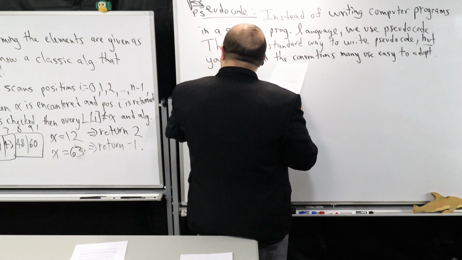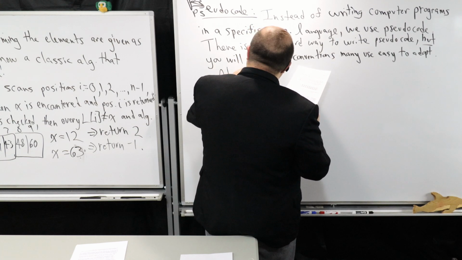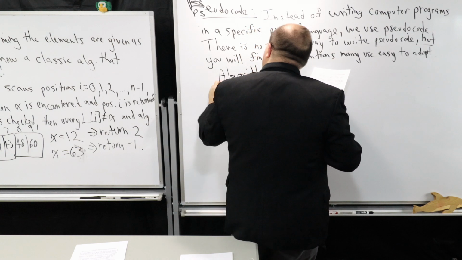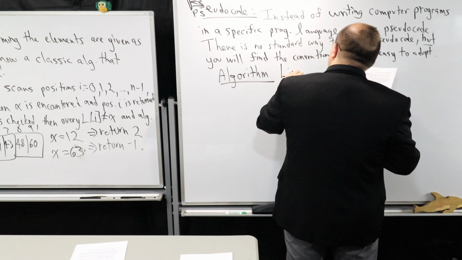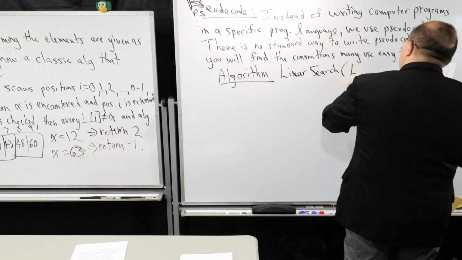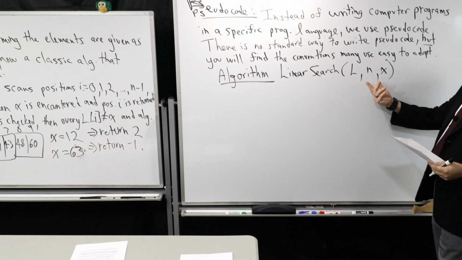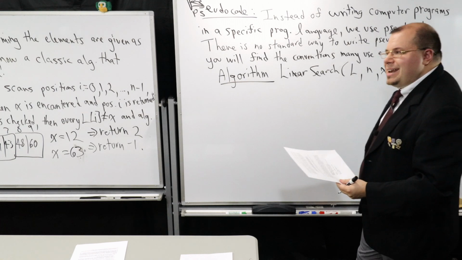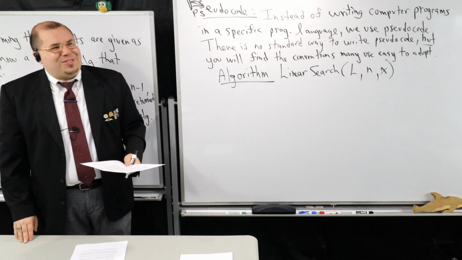That's pretty epic. So let me write out pseudocode for linear search. I'm going to describe linear search. I'm going to assume I have L, N, and X as inputs. Sometimes it's a little handy to write N as part of the input, but remember, you don't have to.